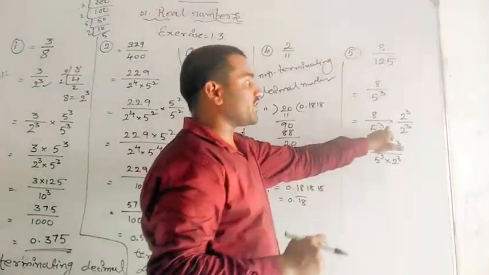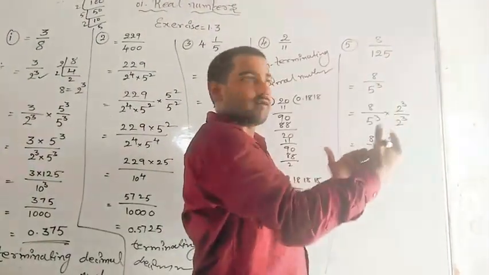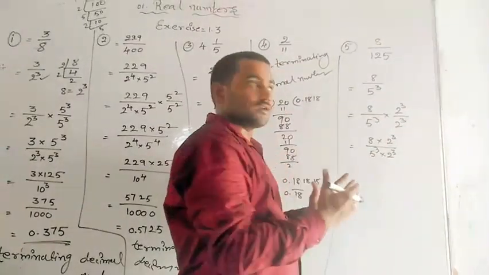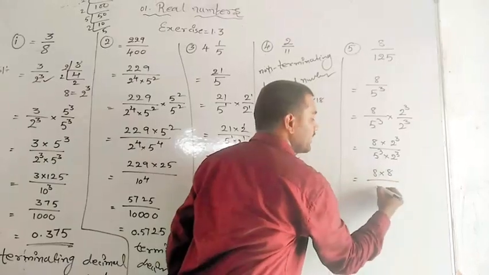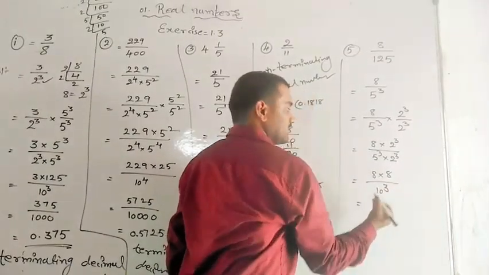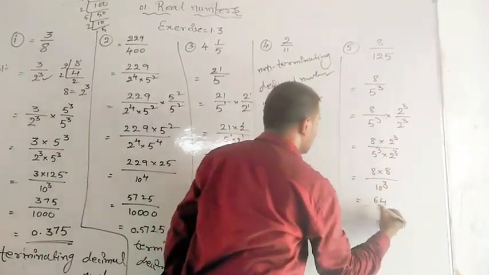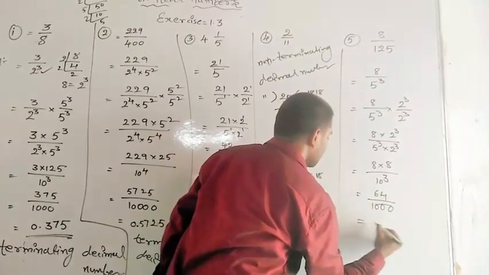Here 5 to the power of 3 only is there, and I still need 2 to the power of 3. So I multiply by 2 to the power of 3, so that I will get here 8 into 2 cube, which is 8 by 10 to the power of 3. That means 8 into 8 is 64 by 10 to the power of 3, which is 1000.